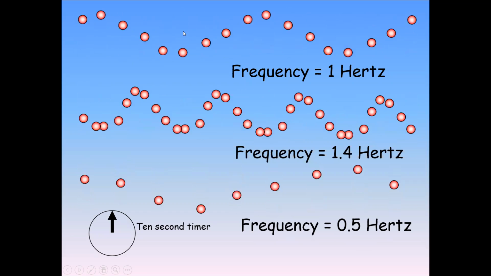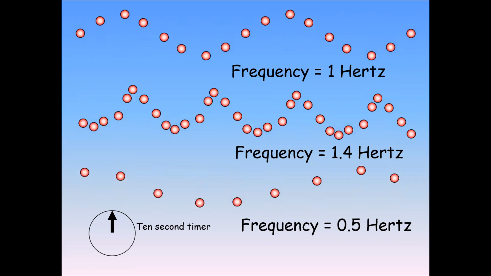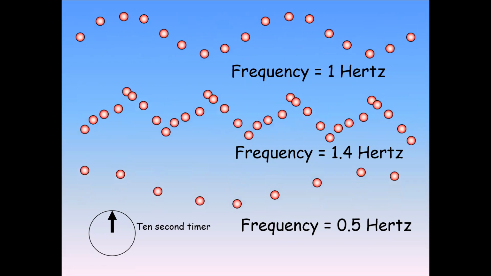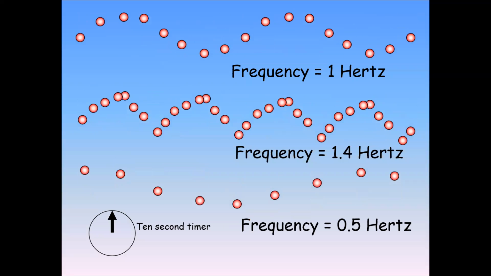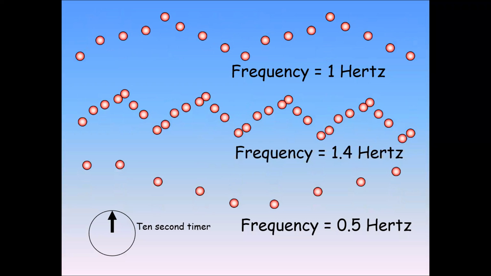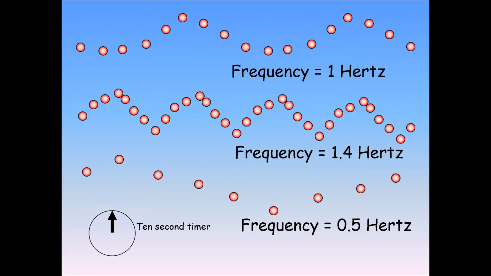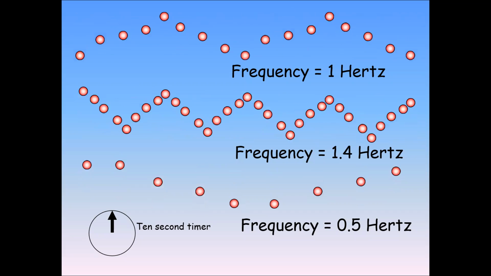So the one which is having a higher frequency will undergo a greater number of vibrations per second, and the one which is having a lower frequency will have the least number of vibrations every second. So frequency of the wave refers to the number of vibrations every second.